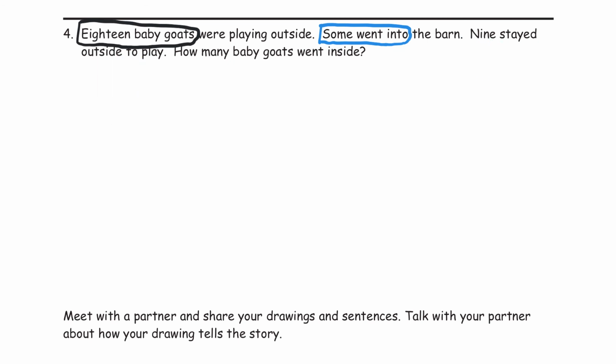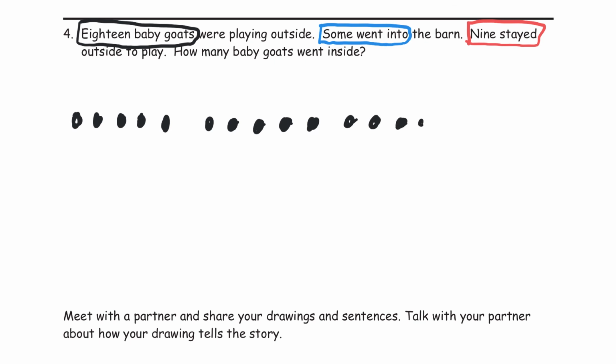Okay, so there we know. We have a some. 9 stayed out. How many baby goats went inside? Okay, so we have to find out how many went into the barn. We have some numbers here that we know. So I'm going to help you get this set up again. We know we have 18 baby goats altogether. So let's draw out our 18. 1, 2, 3, 4, 5, 6, 7, 8, 9, 10, 11, 12, 13, 14, 15, 16, 17, 18.